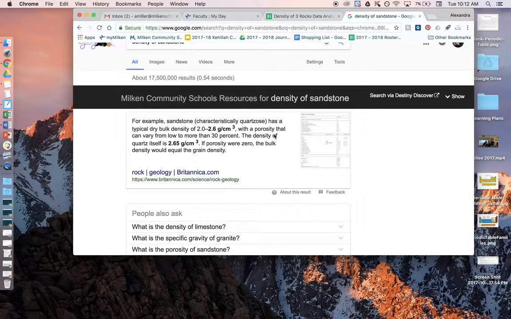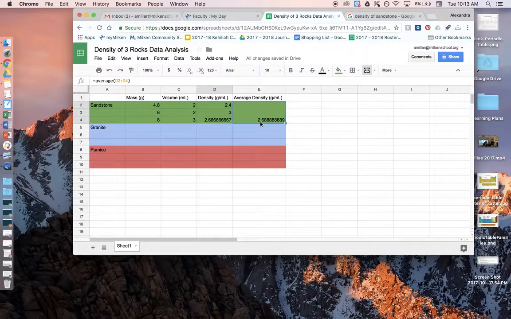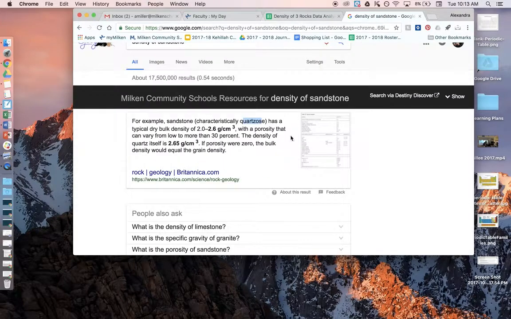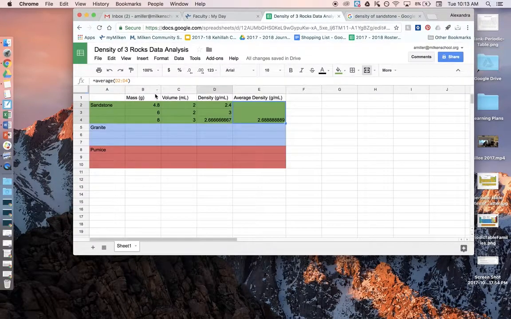But another little interesting hint is that, look, it appears that sandstone is made of quartz, and the density of quartz is 2.65 grams per centimeter cubed, or grams per milliliter. And so 2.68 isn't much bigger than that. Maybe we just have sandstone with a lot of quartz. All right, so that's just an idea of how you would do actual scientific analysis using background research, right? Do I know for sure if this is just highly quartzed sandstone? No, I have no idea. I'm doing science just like you are, okay?